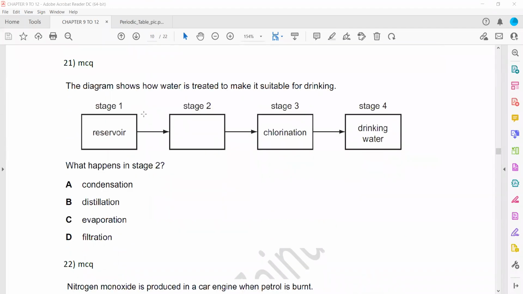Question 21, the diagram shows how water is treated to make it suitable for drinking. We store the water. Then we filter, because insoluble impurities are removed by filtration. So which process should occur here? That is filtration, then chlorination, and then we use it for drinking. Sometimes you will find a structure question. They ask, what are the two processes required to make the water suitable for drinking? So the correct answer is filtration as well as chlorination. So first we filter and then we chlorinate.